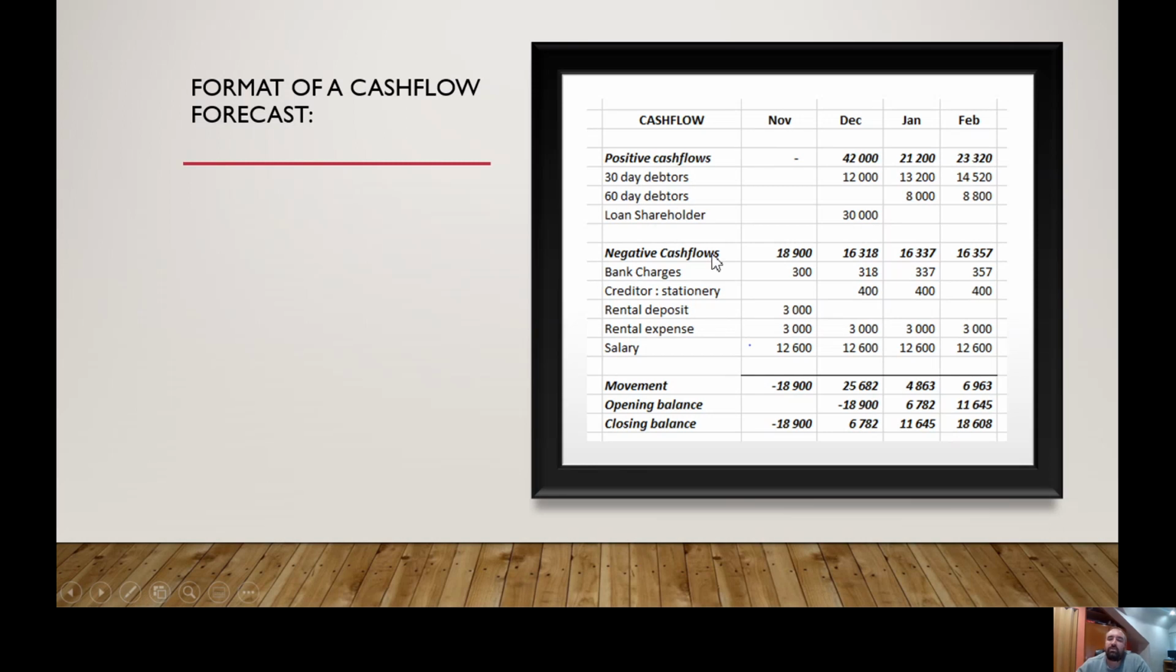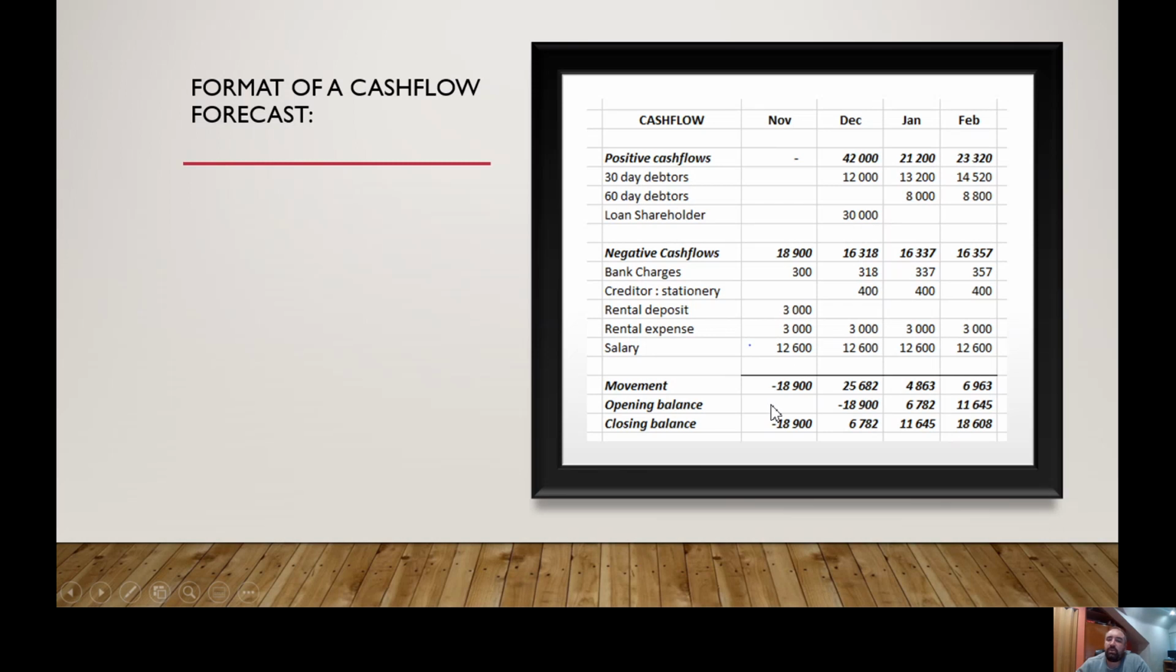Then under negative cash flows, I've got all of my normal business expenses. But if I have any capital expenditure, like buying a motor vehicle or buying computers or anything like that, that will also be included under negative cash flows, because it is a transaction that will in future reflect on my bank statement. And then I've got 3 lines at the bottom: movement, opening balance, and closing balance. So the movement basically tells me for each particular month, will I have gained cash in my bank, or will I have lost cash in my bank?